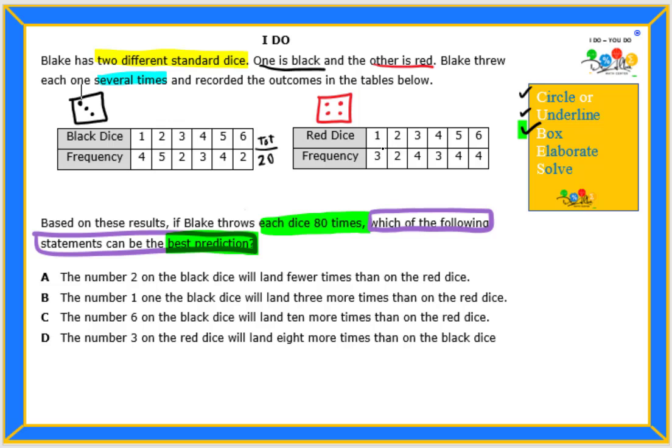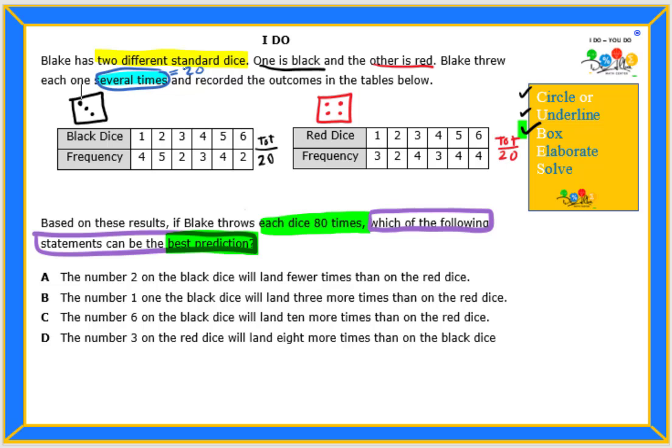Now let's look at this other table. For the red one, we have 3, 5, 9, 3, and 8. That would also be 20. So our total for both dice is 20. So when it says several times, he threw them 20 times each.